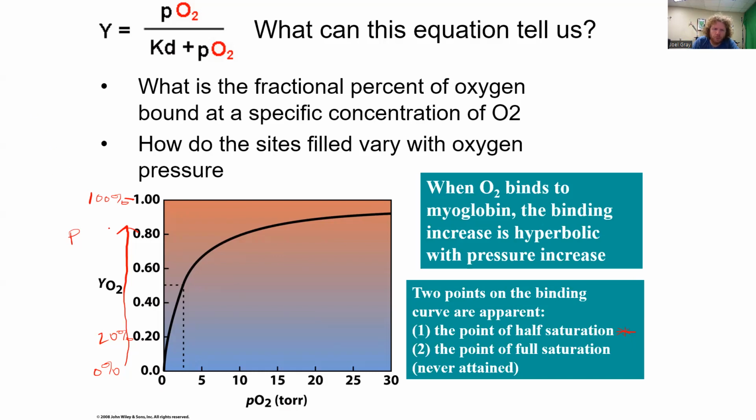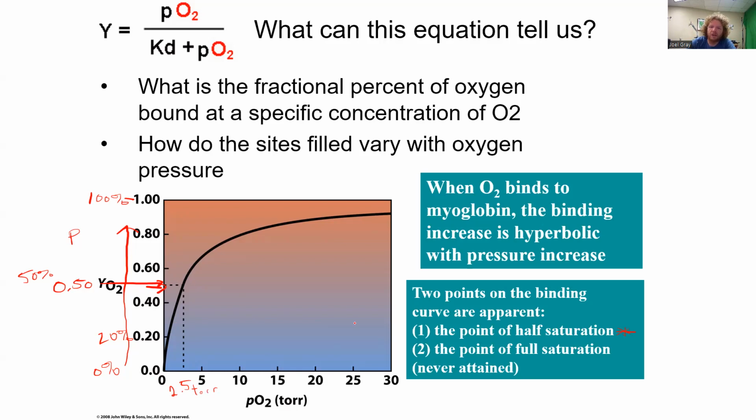Well, our protein is half saturated whenever our YO2 or our theta is 0.50, or 50%. So what concentration or partial pressure of O2 would get us there? Well, 2.5 torr. Now, one thing that's worth noting is that we're determining this 50% saturation based on our curve.